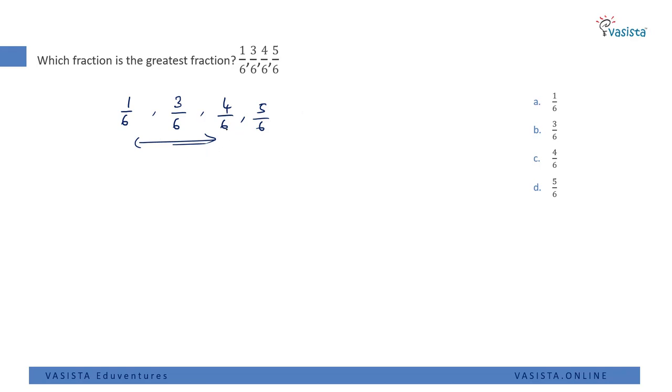Now, just check out here. 5 is greater than 4, and it is greater than 3, and it is greater than 1. So obviously the greatest fraction is going to be 5 by 6. 5 by 6 is the greatest fraction. The option here is D.